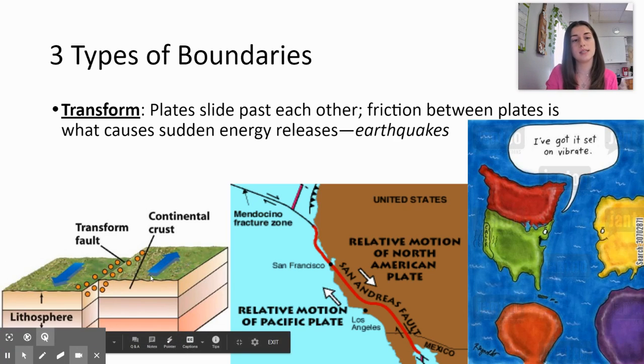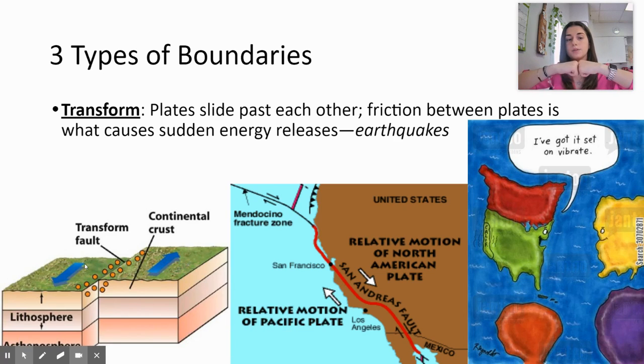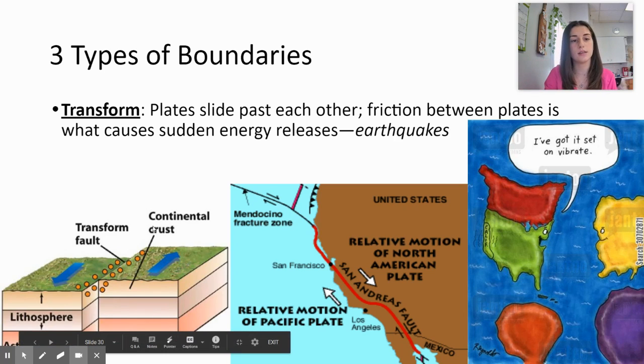So as we can see here, when the two plates slide back and forth between each other, it creates friction and causes a release of energy, which causes an earthquake. As you can see, earthquakes are represented by these orange little dots. An example of this is the San Andreas Fault.